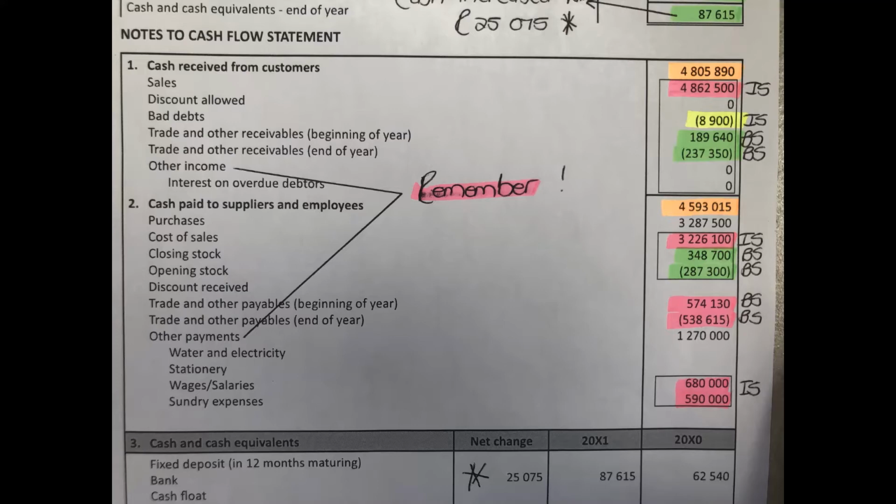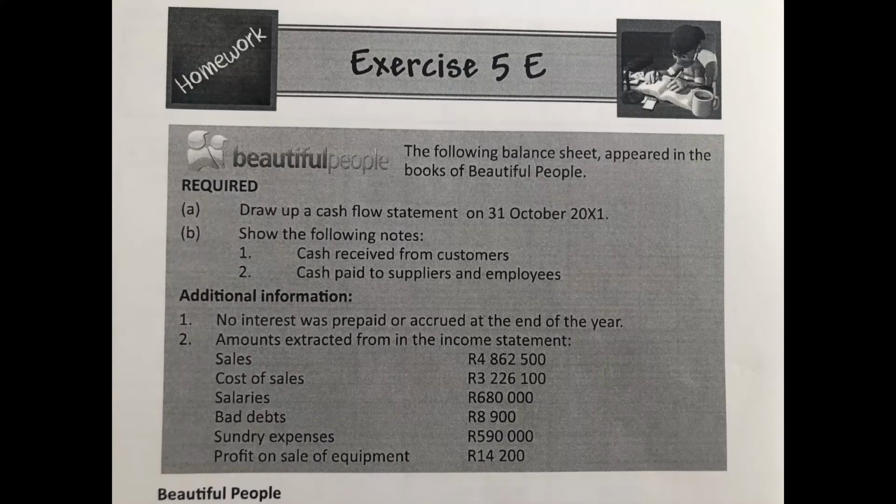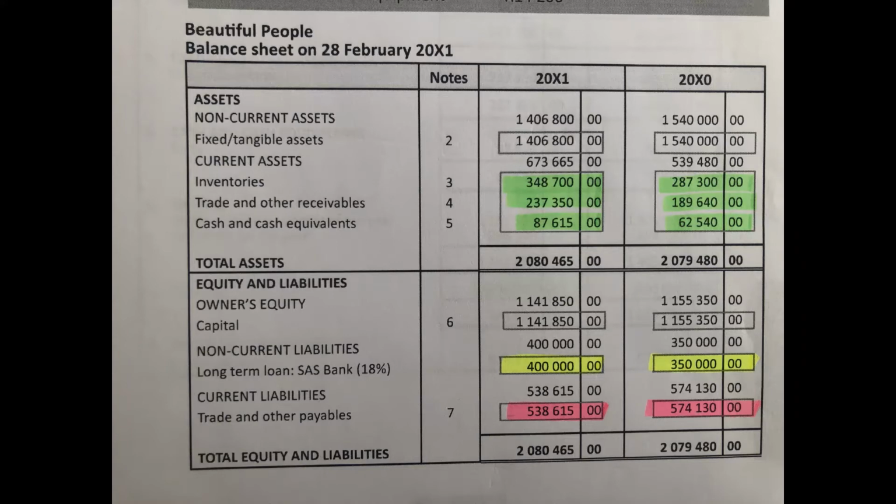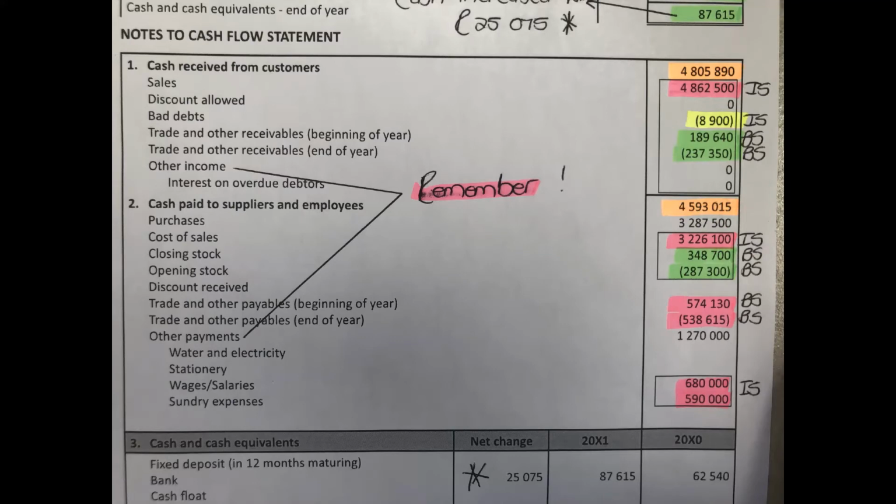The second leg of the cash effect of operating activities is your cash paid to suppliers and employees. And you know by now that we are going to work with purchases, which will include the cash purchases and the credit purchases, but we will do the correction later in the calculation with trade and other payables at the beginning and end of the year. So we start with cost of sales, which is 3,226,100. We get that amount obviously from our income statement. We add the closing stock of 348,700 from the balance sheet, and we deduct opening stock of 287,300. If we do that calculation with the cost of sales, closing stock, and opening stock, we get the total purchases of 3,287,500.